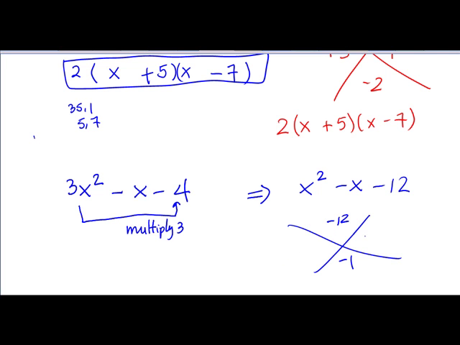Now ask yourself, are there two numbers you multiply to equal minus 12 and add together to equal minus 1? Since this is a minus number, the numbers going over here have to be of opposite signs to get minus 12. Let's try minus 2 and 6. Minus 2 times 6 is equal to minus 12, but minus 2 plus 6 is not minus 1. So I know that the answer is not correct.